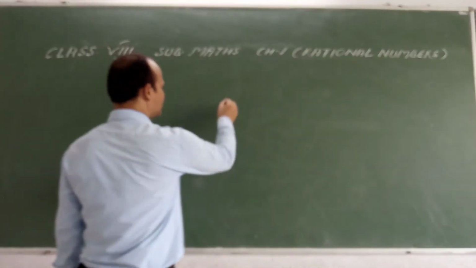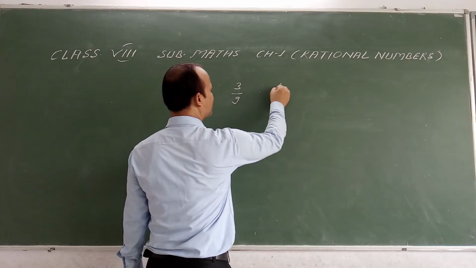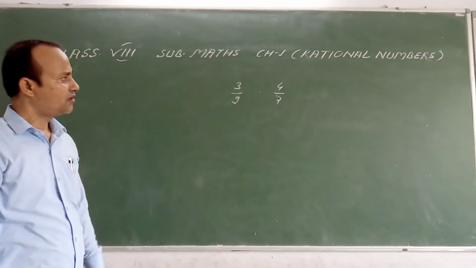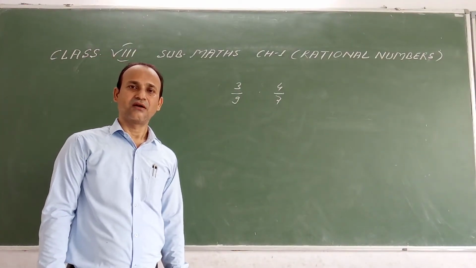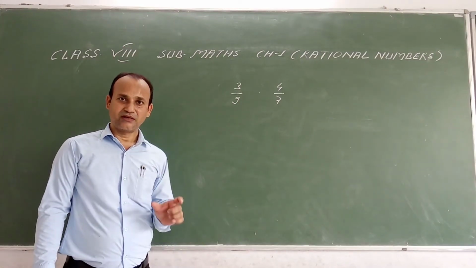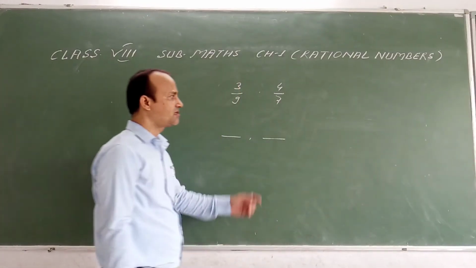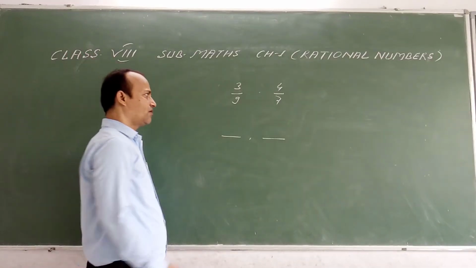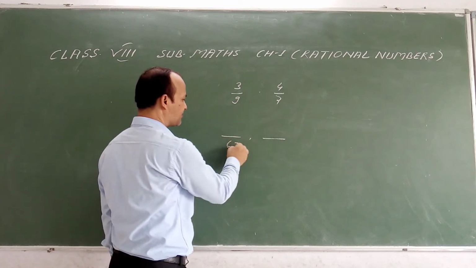Suppose that 3 upon 9 and 4 upon 7 is written over here. Now both the denominators are different. In that case, how can you compare? First, make the denominators the same. Like this one, take the LCM of 9 and 7. You can write the LCM of 9 and 7 will be 63.